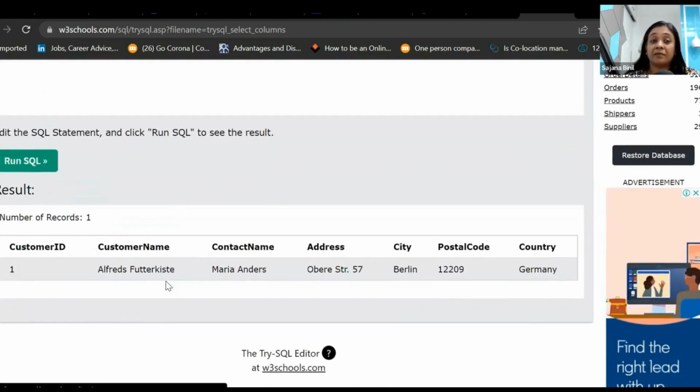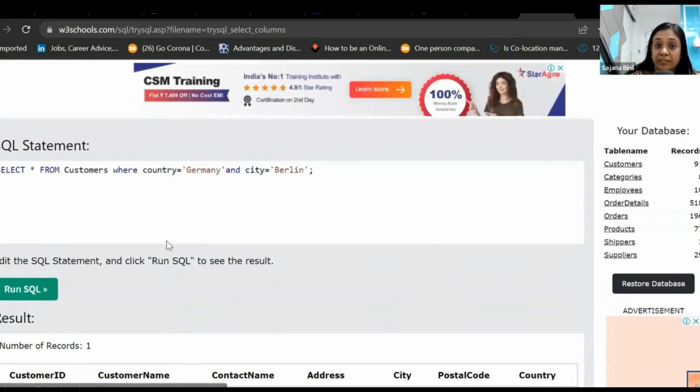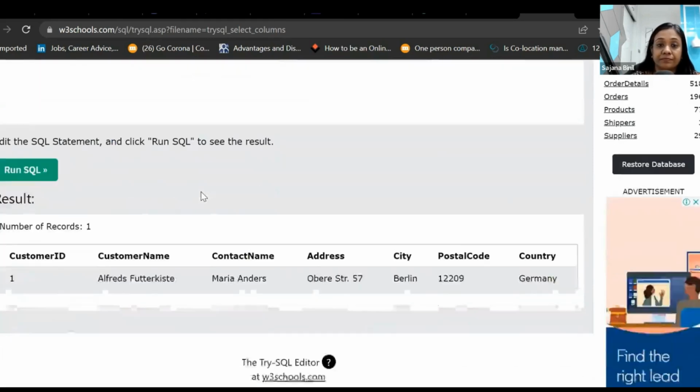So, which brings us to the conclusion that it is case sensitive. The data that we put inside the single quotes is case sensitive. That means if you are putting it in small case and the actual database is having it in uppercase, it might not be able to fetch it.